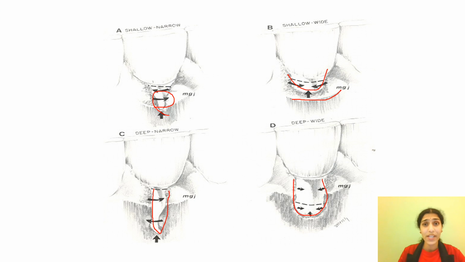Now let us look into the various types of gingival recession classification. One of the classifications that can be easily applied is Sullivan and Atkins classification.